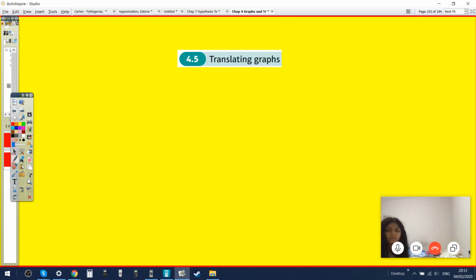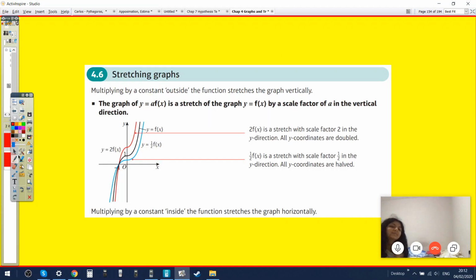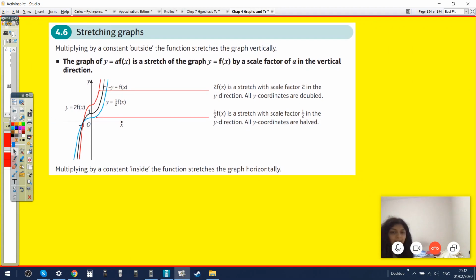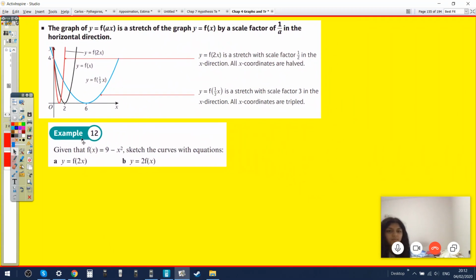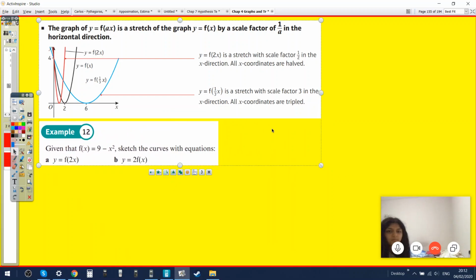Okay, translating graphs. Right, stretch time. Okay, how do we do example 12?